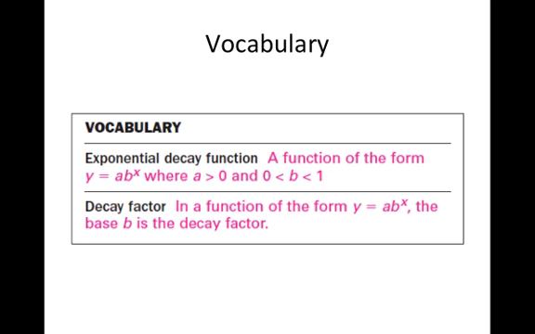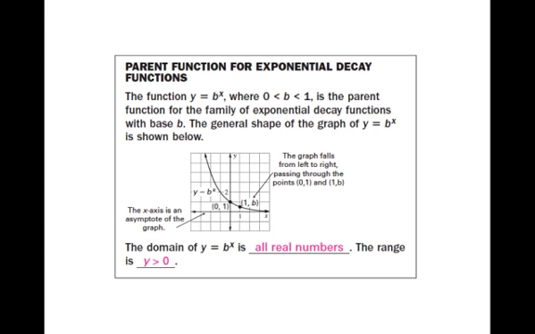A has to be greater than 0. The difference is that b is going to be between 0 and 1. So it's going to be something like 1/2 or 7/8, something like that. And so in this case, b is considered the decay factor.